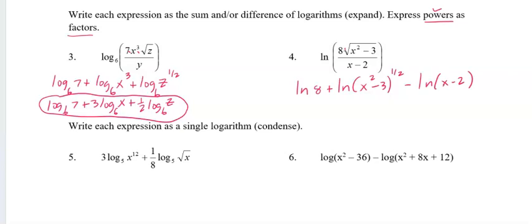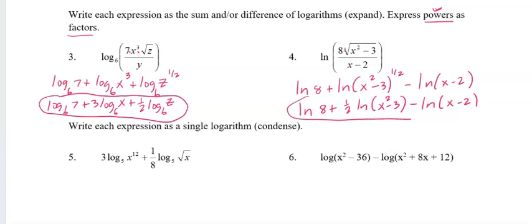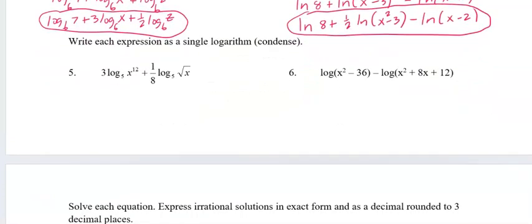So the only thing to fix is this power needs to be written as a factor. So again, this is the power property. And there's our answer for number 4.